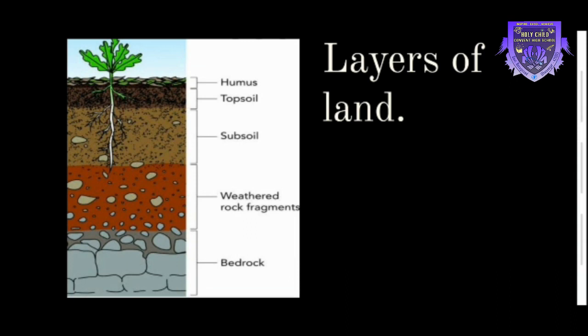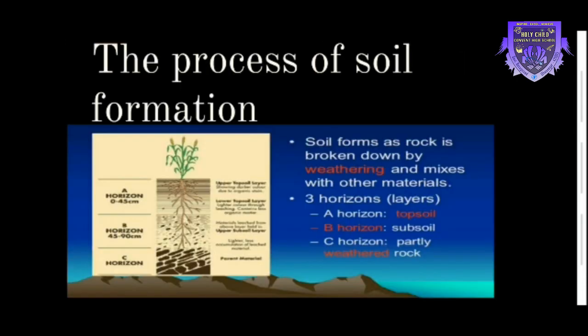Now, the next layer is the C horizon. This is the layer of weathered parent rock and has no plant or organic matter at all. And finally, we have the bedrock. This is the hardest layer and consists of unweathered parent rock which supports all layers above it, just as your parents support you.